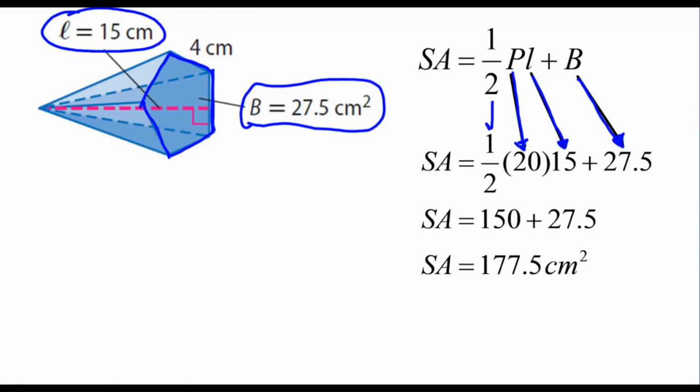And then the 1/2 just comes down here. So I do this calculation. 1/2 times 20 is 10. 10 times 15 is 150. And then I have the 27.5. And then when I combine those together, I get the surface area of my pyramid of 177.5 square centimeters.